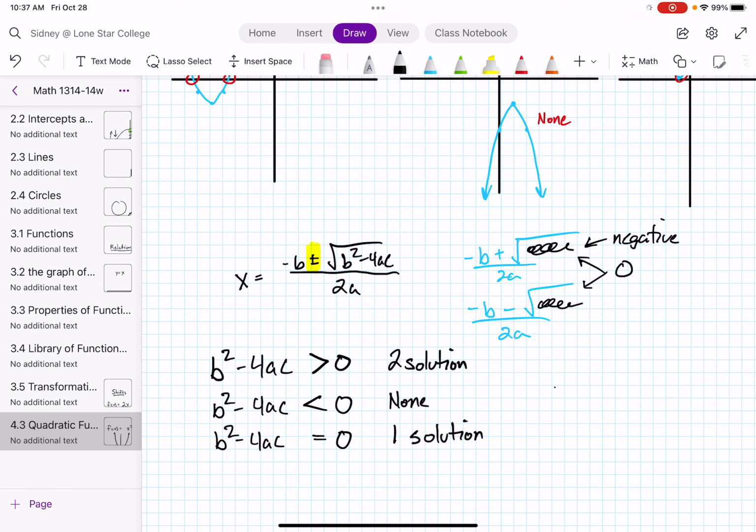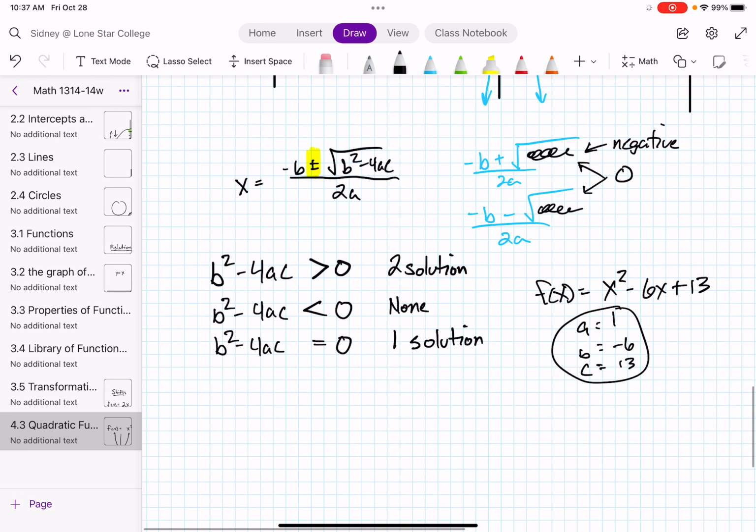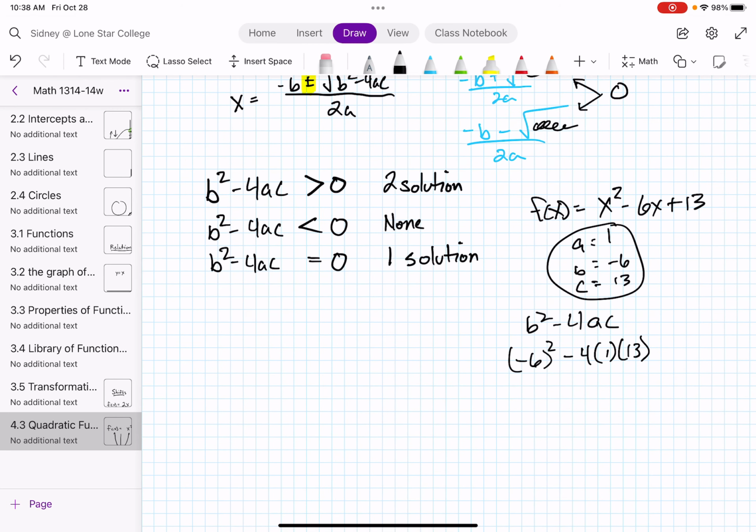So in something like this, f of x equals x squared minus 6x plus 13, we can use a, b, and c, whatever those values may be for a given quadratic. In this one, it's 1, negative 6, 13. And using those values, we can compute b squared minus 4ac. So for this particular one, that would be negative 6 squared minus 4 times 1 times 13, which would give us 36 minus 4 times 13, minus 52.